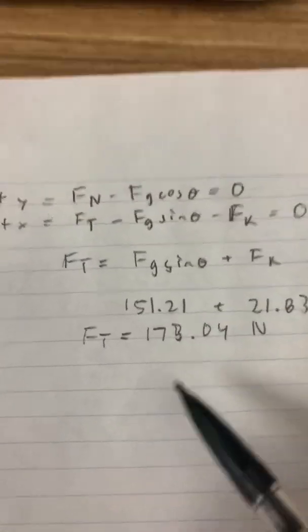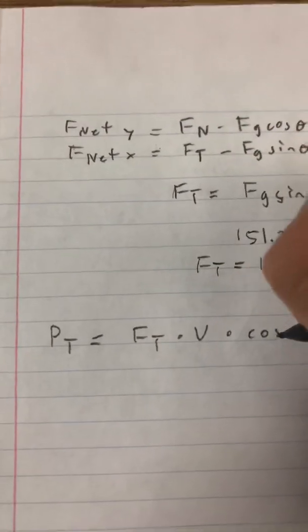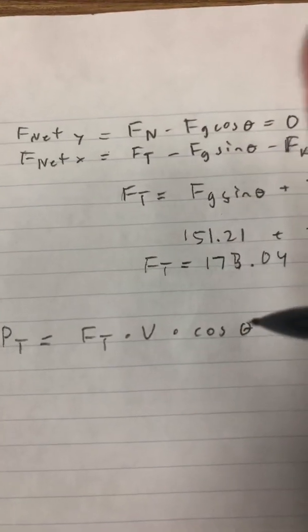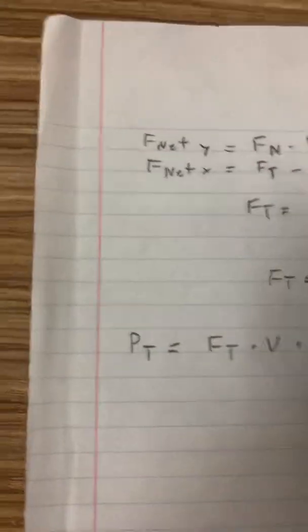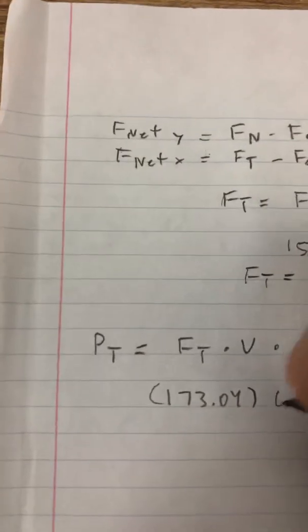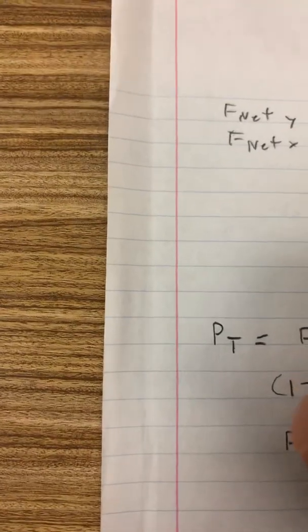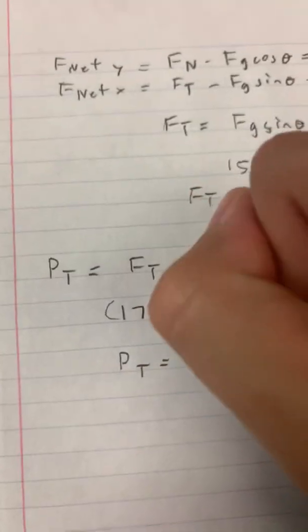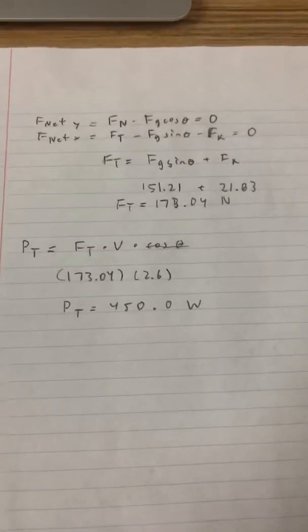From Ft, now we can find the power. P will be equal to Ft times velocity times cosine of theta. But let's not regard cosine of theta in this, because it will just not work out. So it will be Ft, which we just found, 173.04, times 2.6, and then we'll find that the power is equal to 450.0 watts.